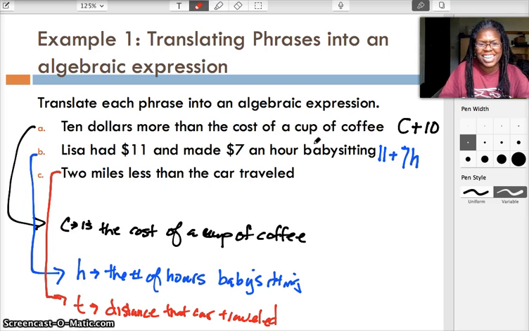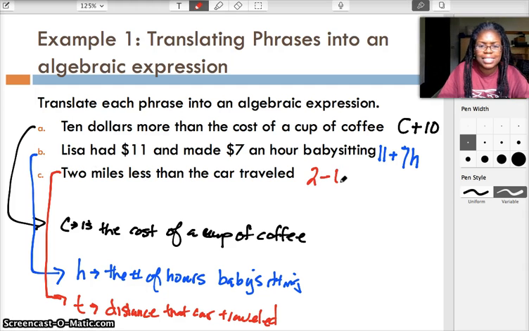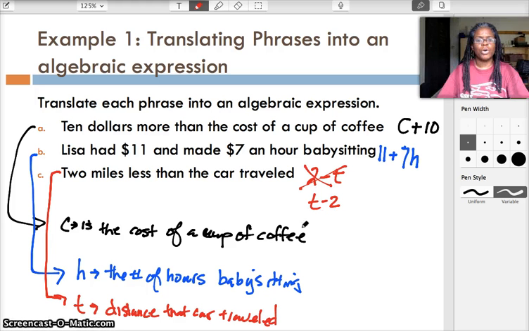So 2 miles less than. Now here's another place where people get a little confused. Sometimes we know less than means minus, right? Sometimes I see people do 2 minus T or T minus 2. So one of these is the correct answer. I want you to think about which one it would be. When I have trouble figuring out which one it is, I usually put in a value. I'll try to think about this in a real life situation. Let's say my car traveled 20 miles. What would 2 miles less than be? Would it be 2 minus the 20, or would it be 20 minus 2? And I hope you would say 20 minus 2, and you know that it would be T minus 2 as your answer. Okay, we'll work on problems like that again.